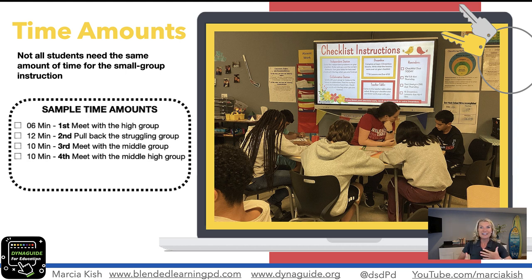That's right. They will already know that concept and understanding of what they need to do. So when I release them to other learning studios, they're going to be there for extra help and support for the students that might be struggling in the other different studios for independent practice or digital content or even those hands-on activities. The key is that the first group I'm only going to meet with for about 6 to 8 minutes.